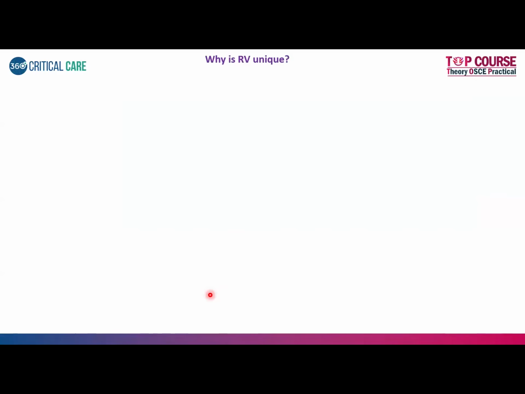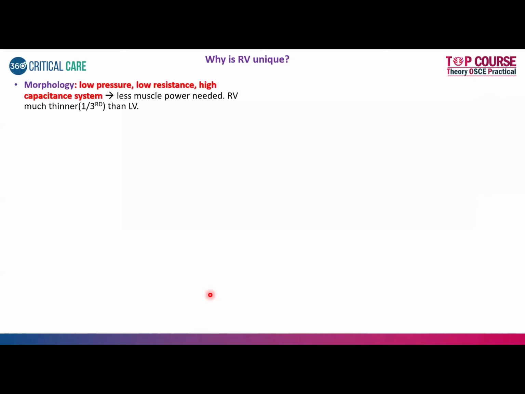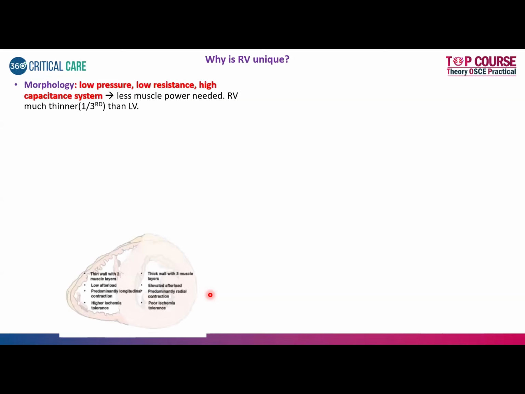So why is the RV unique? Okay, what is it about the RV that is different from the LV? So first of all, morphology wise, it is a low pressure, low resistance, high capacitance system. That means much less power is needed for the RV, and it is much thinner, around 1/3 less the muscular capacity than that of the LV. There is a thin wall with 2 muscle layers, but in case of an LV, it is a thick wall with a 3 muscle layer.